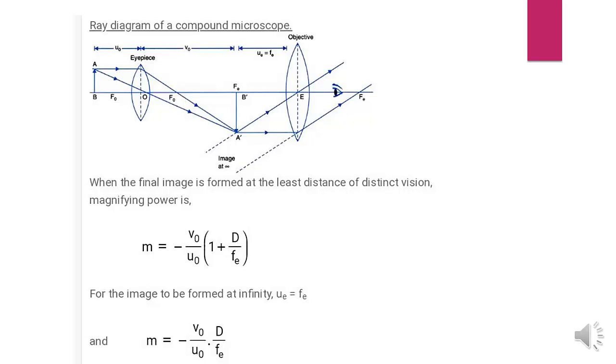Here the final image is forming at infinity. So Vo plus Uo, what is that? It will be the length of the tube. So we can write it as L by, what is Uo here? It is Fo, right? So here we will be getting L by Fo into D by Fe. That formula also you can use. This is the case of normal adjustment. If you are saying normal adjustment, you can write the formula as Vo by Uo into D by Fe, or L by Fo into D by Fe also you can use. So all these formulas you should be thorough, and the diagrams also.